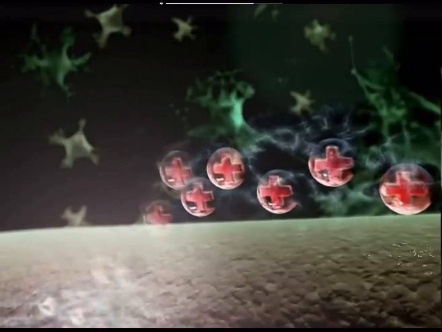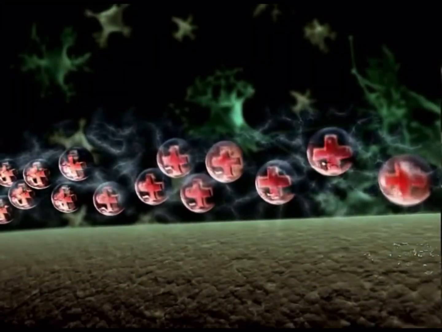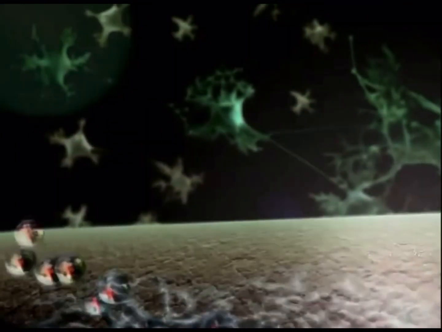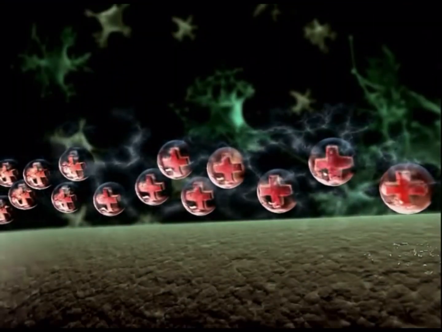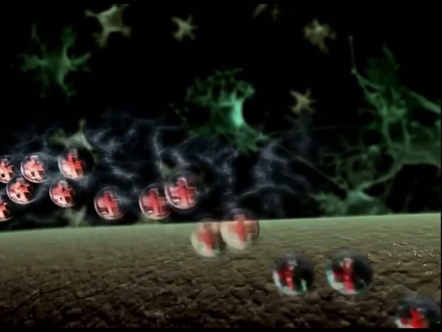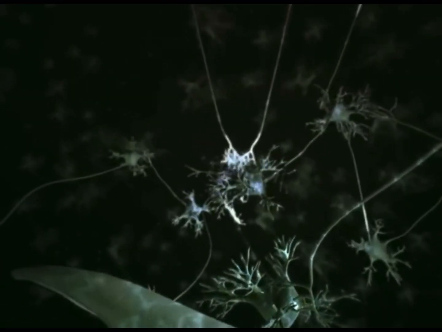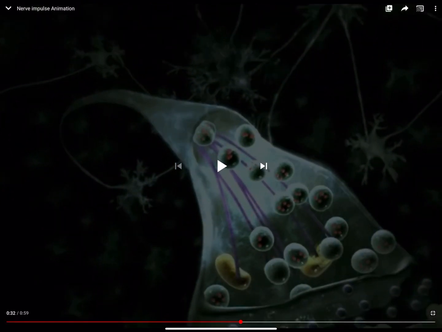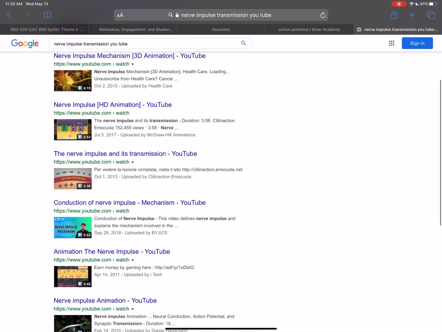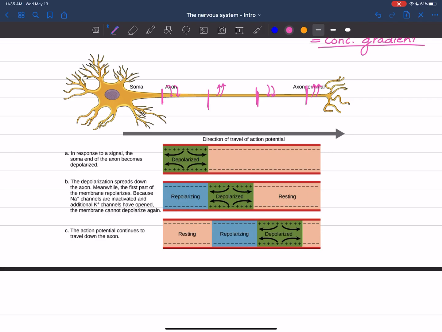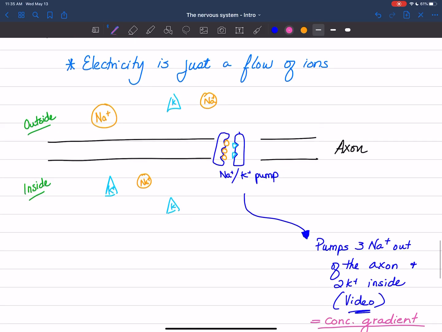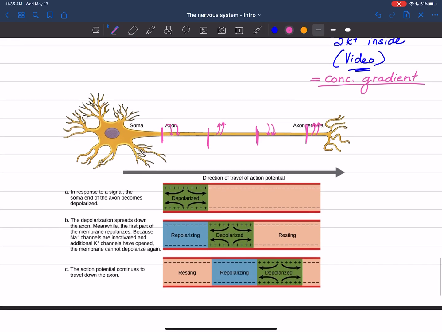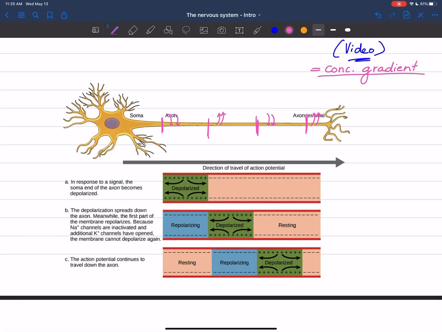Out, in. You can see sodium ions and then they return out. Sodium ions pulled out, then pulled in. And it is that constant pulling in of those sodium and potassium ions that is going to cause electricity. So it's that constant flow of ions in and out.